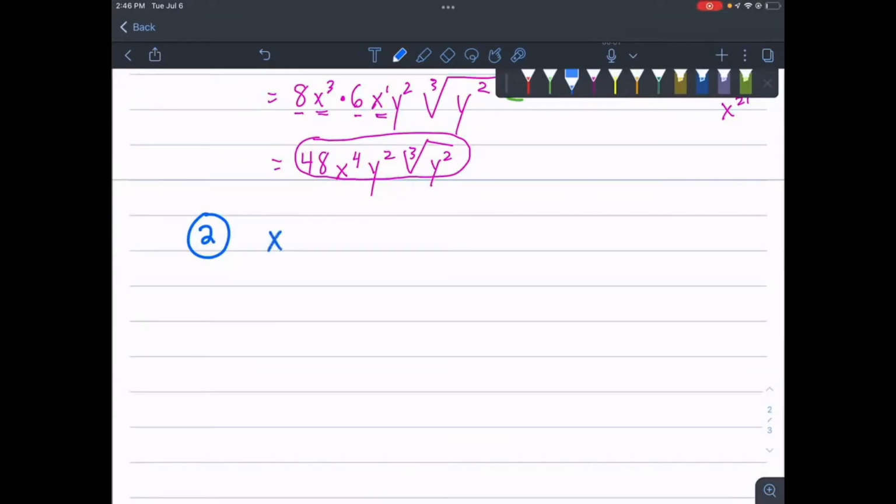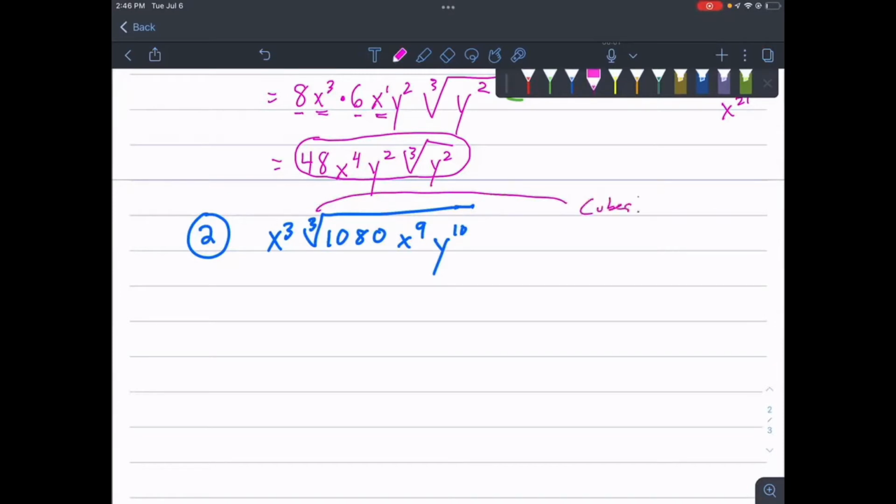Second example, x to the third, and then cube root of 1080, and then x to the ninth, y to the 10th. Basically the same process. We're going to look for any cubes in there. So 1 cubed, 2 cubed, 3 cubed, 4 cubed, 5 cubed, 6 cubed. And that's probably good enough. X to the third, x to the sixth, x to the ninth. That's probably good enough here.